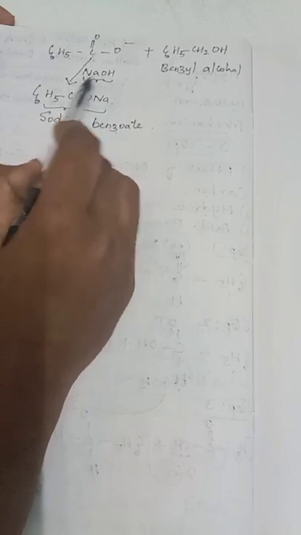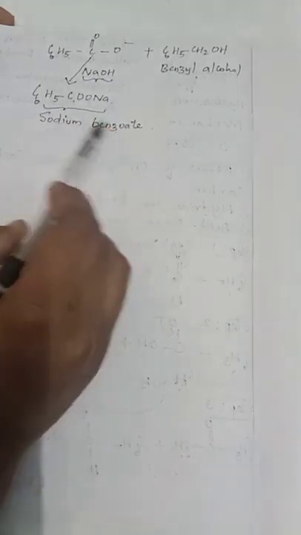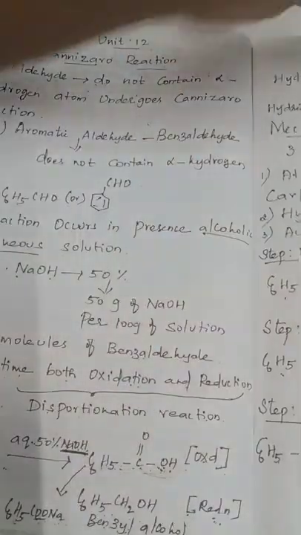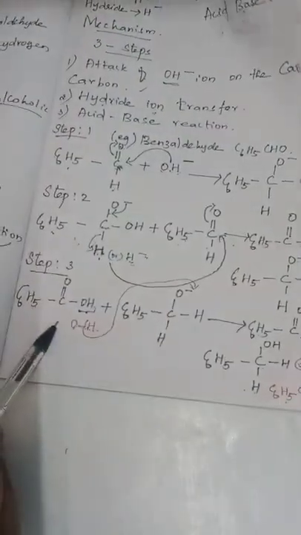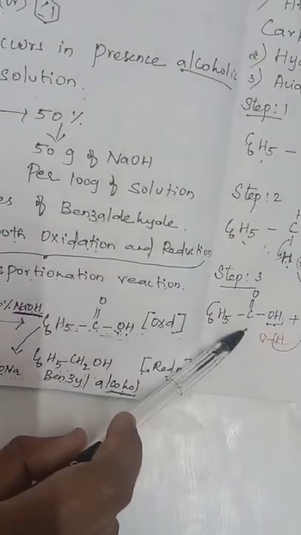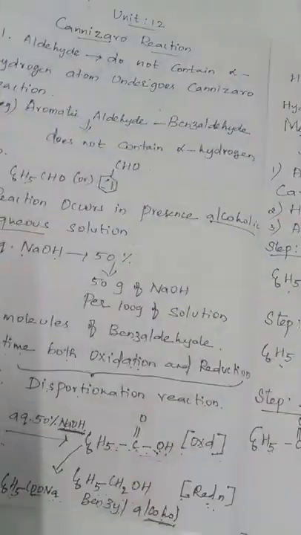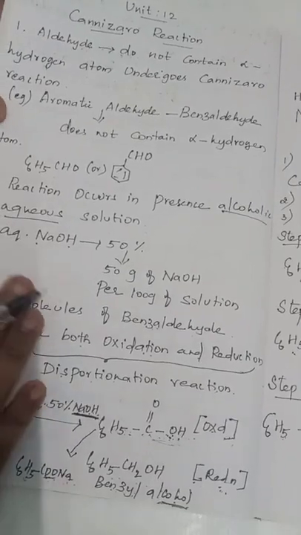So now this benzoate again reacts with the base sodium hydroxide. We will get the product sodium benzoate. So this reaction is known as an acid-base reaction. So these are the steps used to carry out which mechanism? Cannizzaro mechanism. So a very easy mechanism.